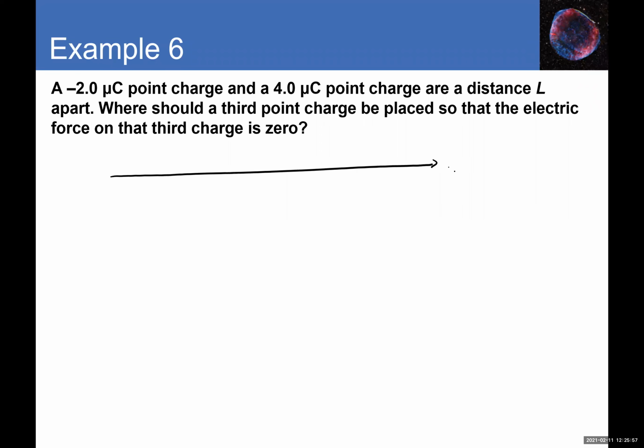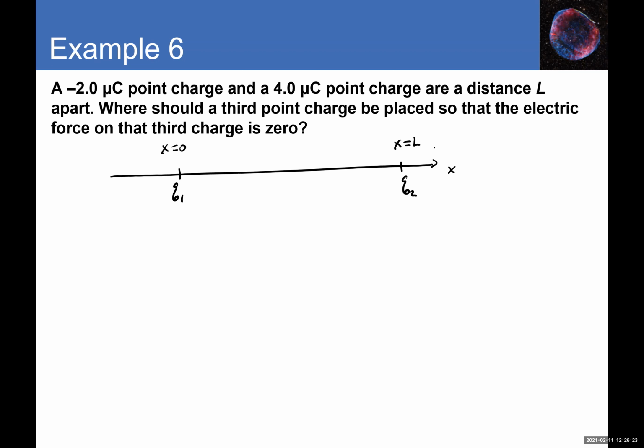So let's say we have a coordinate system where I have negative 2 microcoulomb, let's call this Q1, and 4 microcoulomb, let's call this Q2. And they are L apart. What I can do is say that this is x equals 0, and this is x equals L. Simple enough. That means they're L apart.